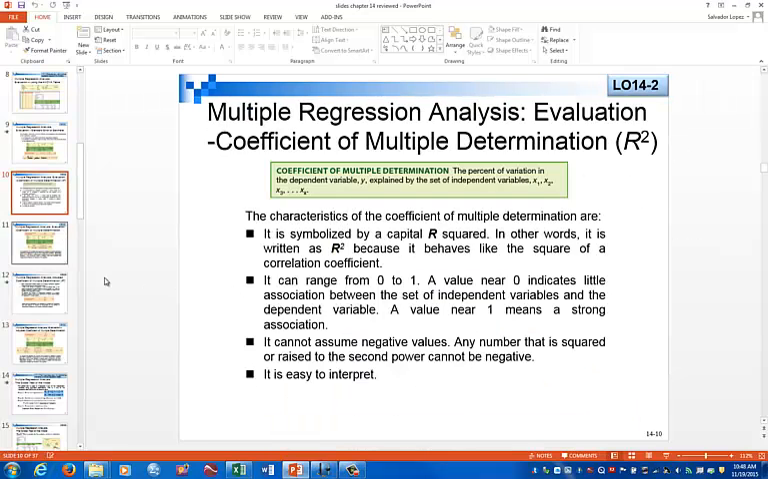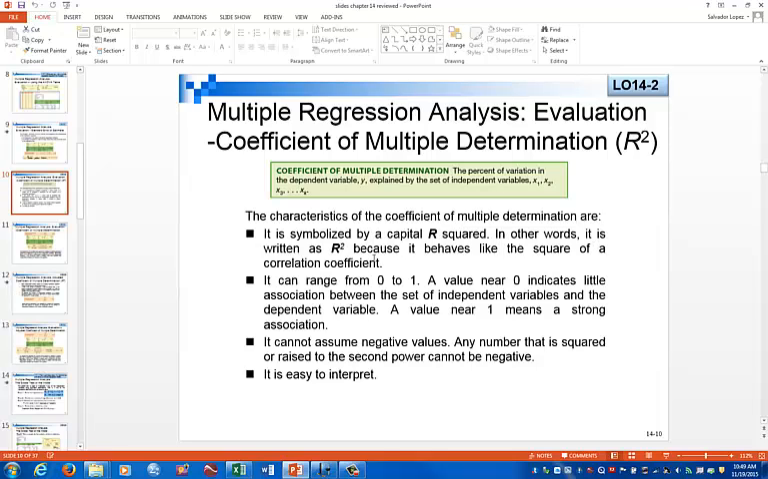And it's 5104. Now there's also in the results in multiple regression, the coefficient of multiple determination, or R squared. We just called it coefficient of determination in chapter 13. The characteristics of the coefficient of multiple determination are about the same as what we said in chapter 13. It is symbolized by a capital R squared.